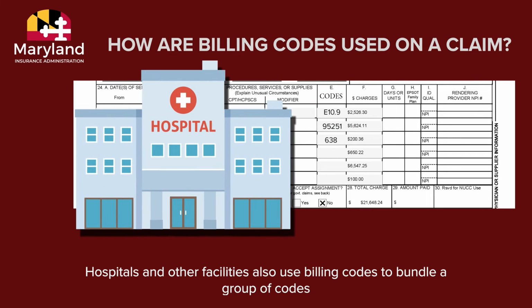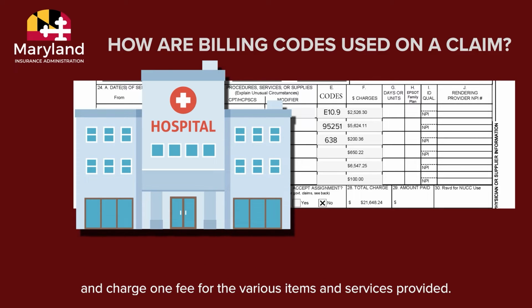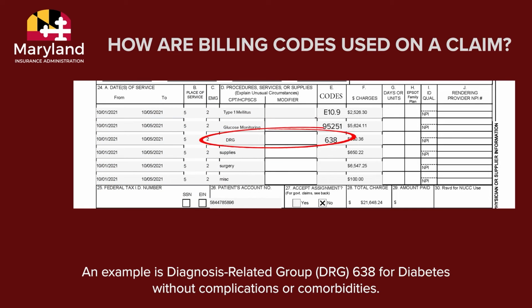Hospitals and other facilities also use billing codes to bundle a group of codes and charge one fee for the various items and services provided. An example is Diagnosis Related Group, DRG 638 for diabetes without complications or comorbidities.